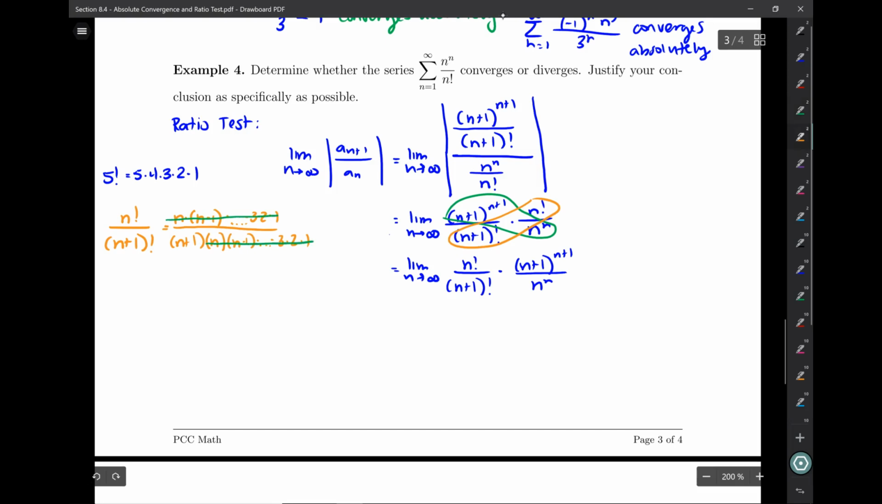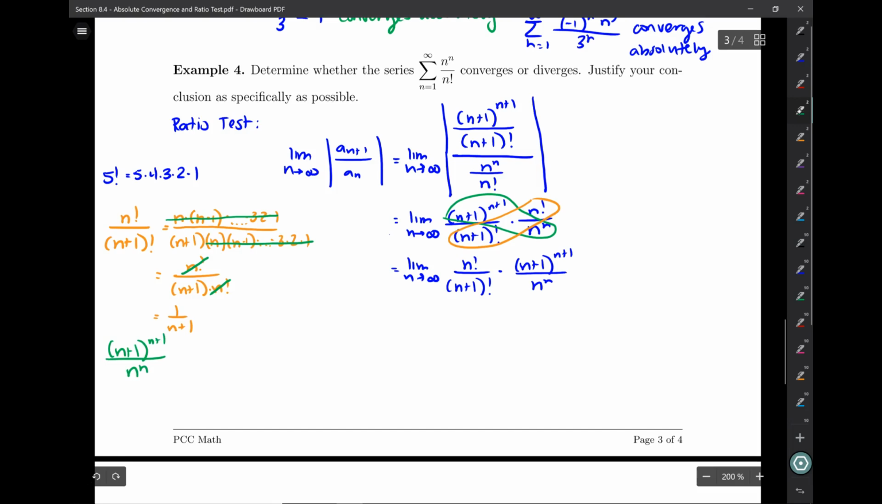So if you wanted to, another way you could write this is n factorial divided by n plus 1 times n factorial. And so notice that what happens is the n factorials cancel, and you're left with 1 over n plus 1. And now let's focus our attention on the other piece. So this one, it is n plus 1 to the n plus 1 divided by n to the n.